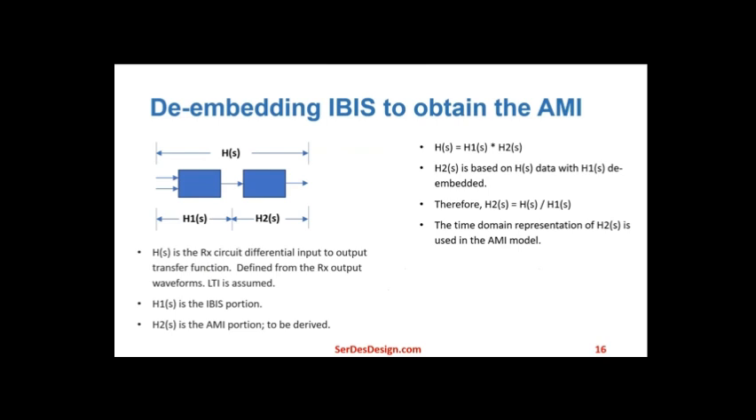Since H(s) is equal to H1(s) times H2(s), then H2(s) is the ratio of H(s) divided by H1(s). These transformations are carried out in the AMI model to obtain the equivalent time domain representation of H2(s) for use in the simulations.